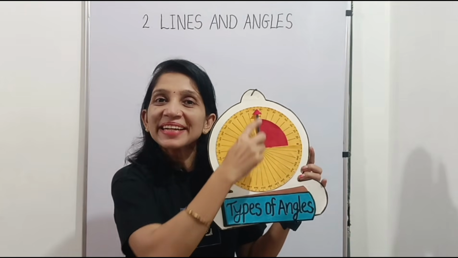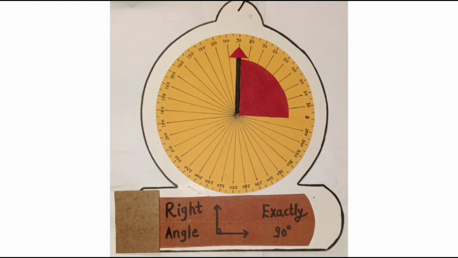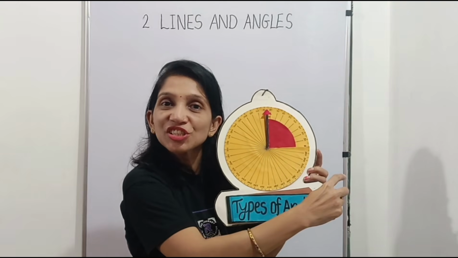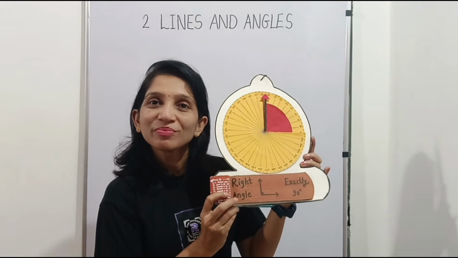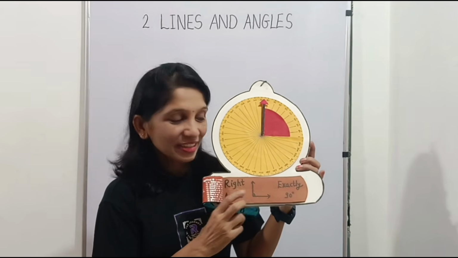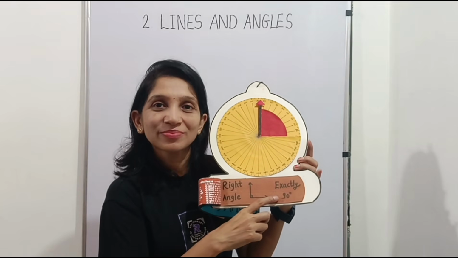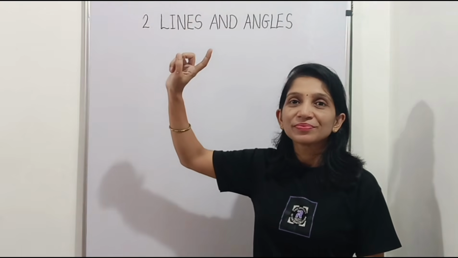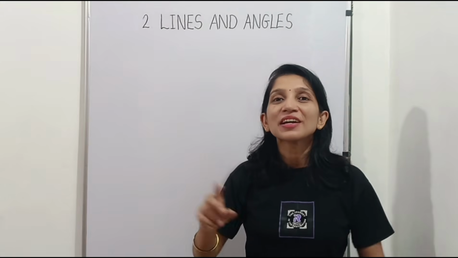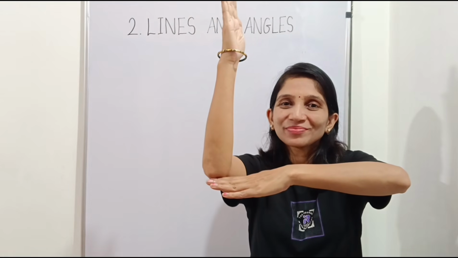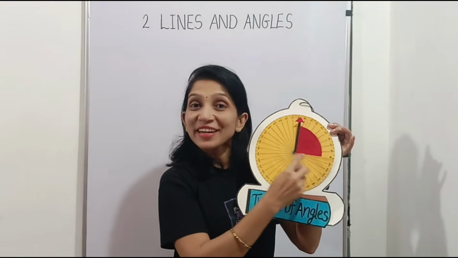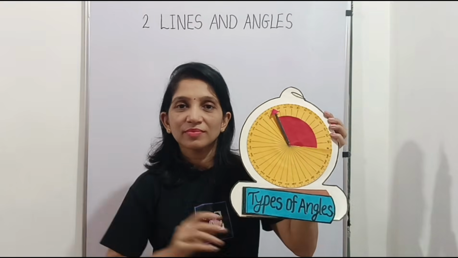Suspect 3, 90 degrees. Both arms are making a perfect L shape. Code name, right angle. Rule, exactly 90 degree. Example, see the corners of our whiteboard. Both arms are making a perfect L shape. That's a right angle. Perfect L. We found right.